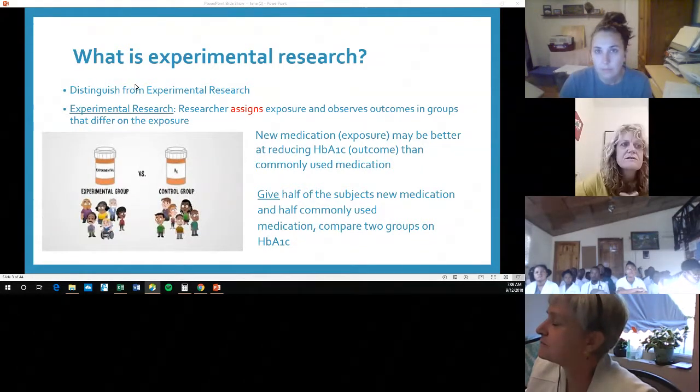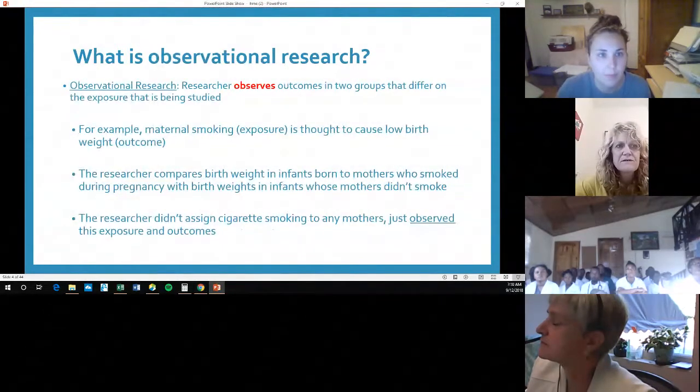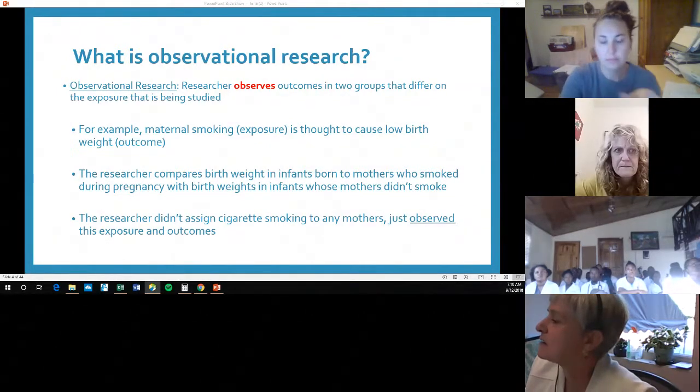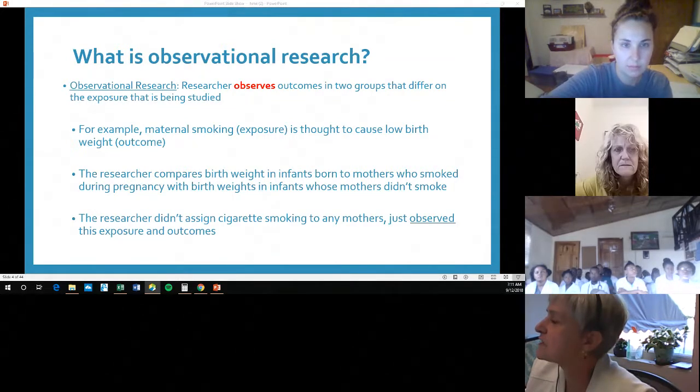In observational research, the difference is the researcher simply observes the exposures and the outcomes in the groups being studied. Dans la recherche observationnelle, le chercheur observe les différences des résultats en deux groupes exposés à ce qui fait l'objet de l'étude.